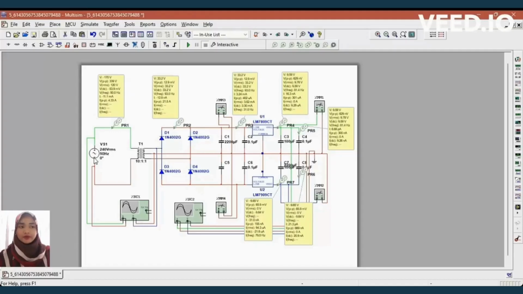Assalamualaikum and hi everyone, my name is Nurul Kismin Raza. I want to present about constructing a simulation circuit from a schematic. So I will show you the Multisim setup we chose.